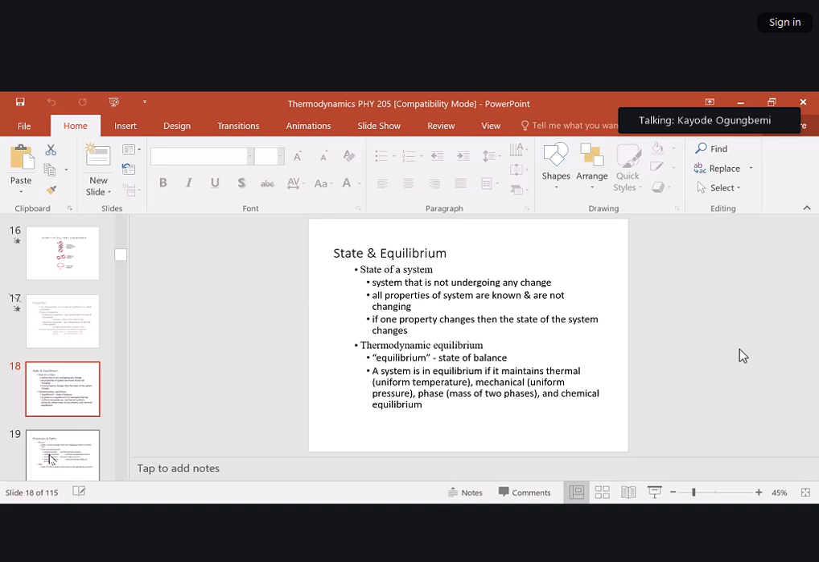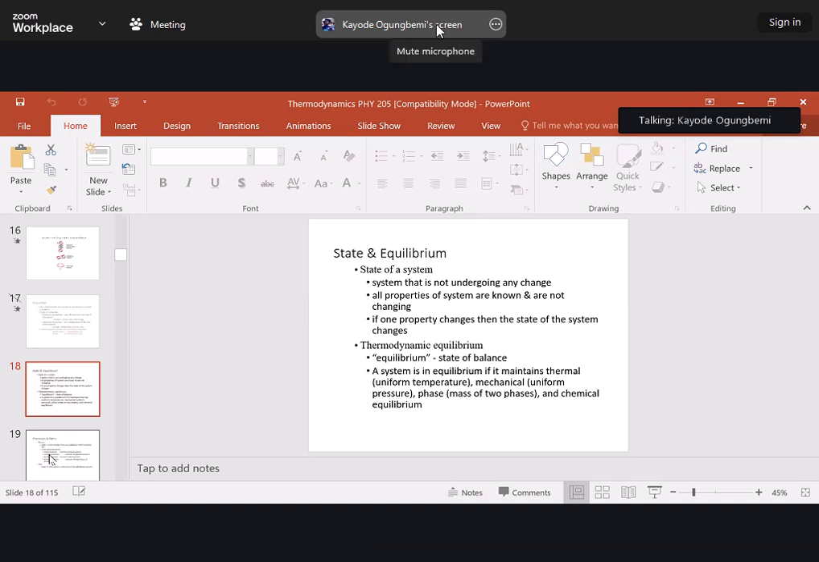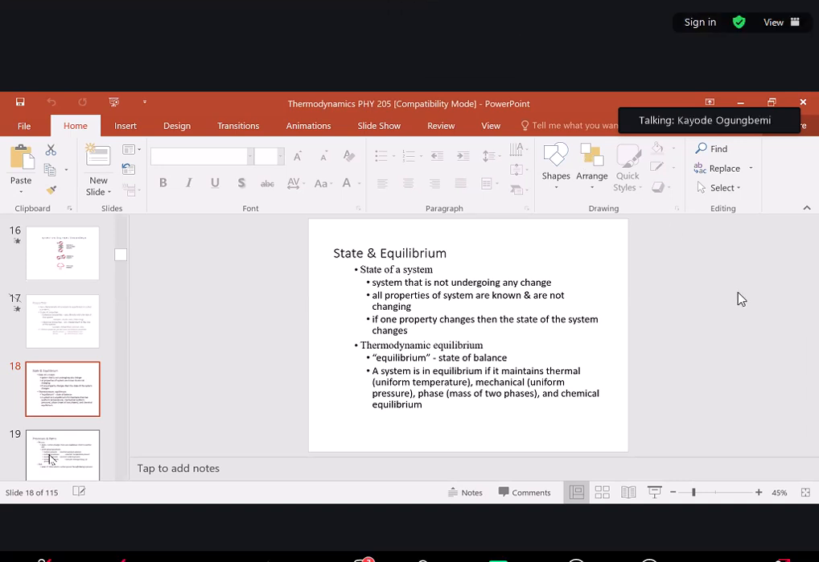Now let's talk about state and thermodynamic equilibrium. A state of a system is a system that is not undergoing any change, static systems. All the properties of such a system are not changing. If one property changes, then the state of that system changes. So in other words, it is the property of a system that determines the state of such a system, okay?